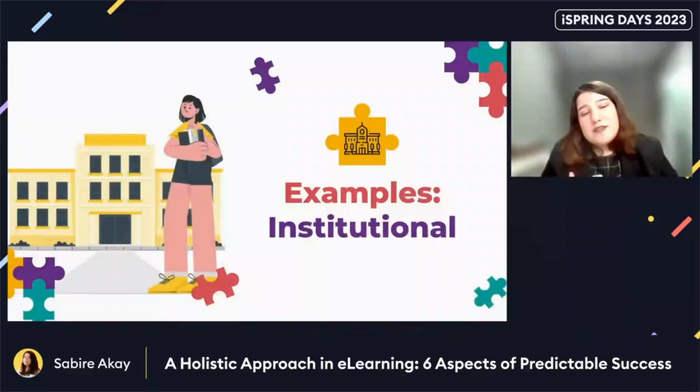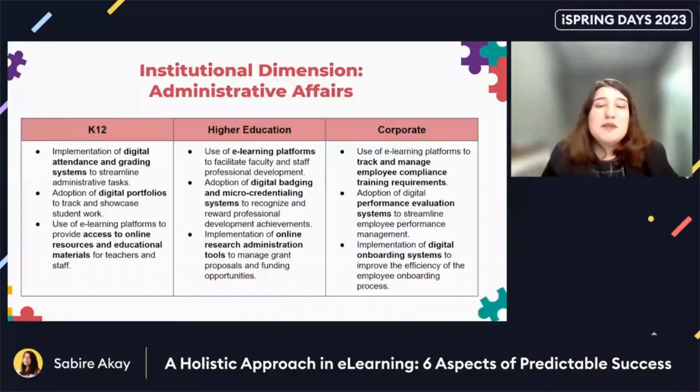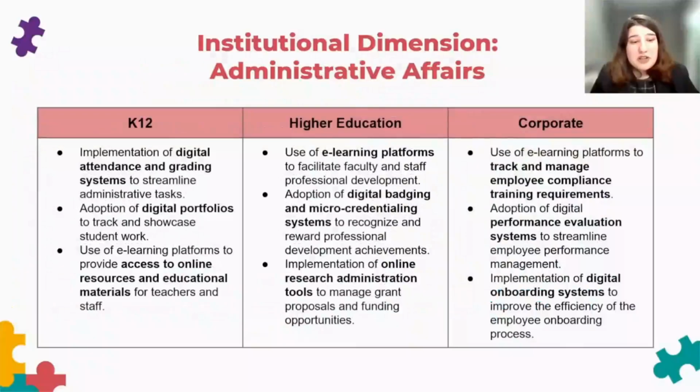So from now on, as I said, we will continue with the examples and we will start with the institutional part. In the institutional part, I will start with the administrative affairs. While doing that, we will be focusing on three contexts, which are popular in today's world. These are K-12, higher education, and corporate. For each dimension and sub-dimension, I will be giving three different examples, but you will see that you can use these examples for other contexts as well.